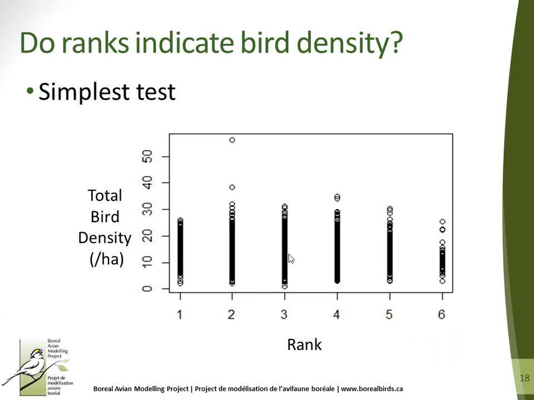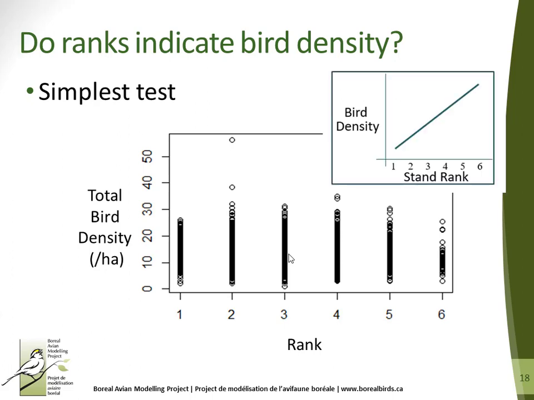So the simplest case: I did do the correlation for this. It's a very low correlation. It's not negative, it's positive, but I think it's like 0.0 something. So the simplest case didn't follow through with the data. The total bird density per hectare does not reflect rank. So rank on its own doesn't tell us about bird density.